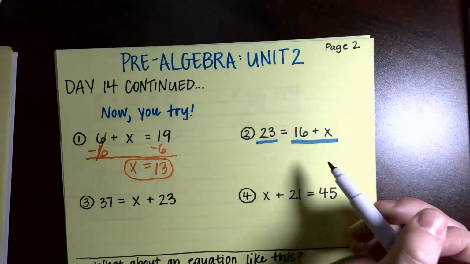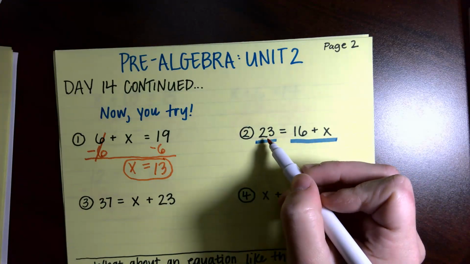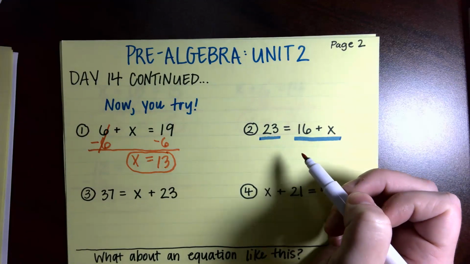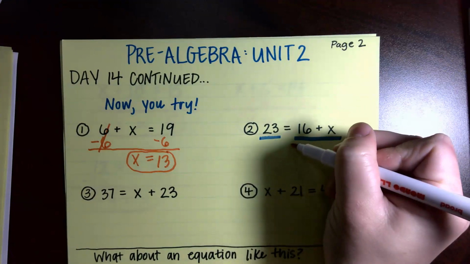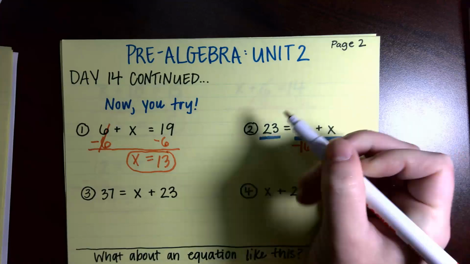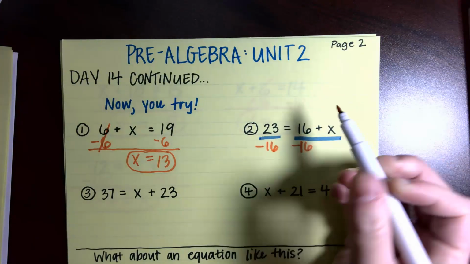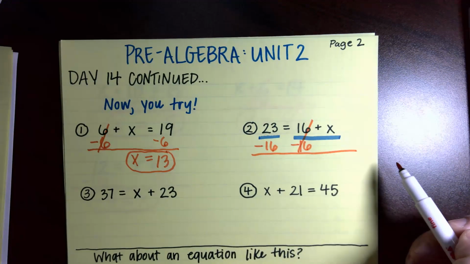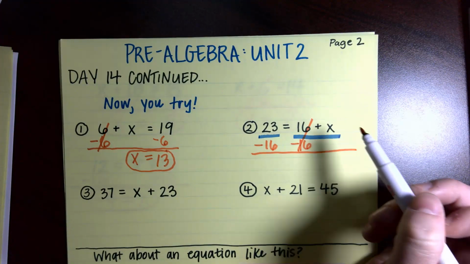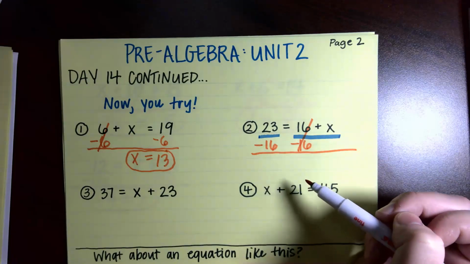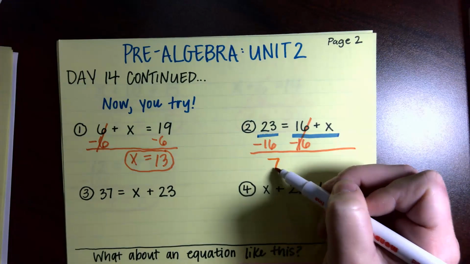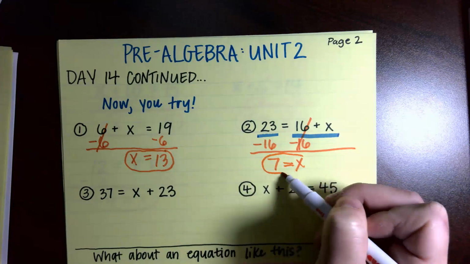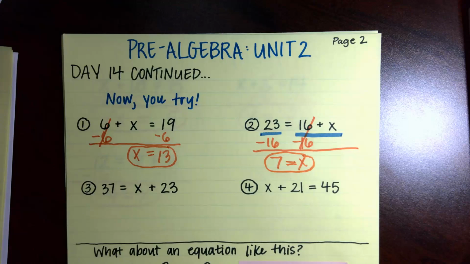Awesome. Let's look at number 2. Okay, we have 23 is equal to 16 plus x. What are we going to do here? Subtract the 16. Yeah, let's subtract the 16 from both sides. Whatever you do to one side, you got to do to the other. 16s are going to cancel. Now what do I do? Yeah, what's 23 minus 16? 7. And we know that our answer is 7 equals x. So we circle that. Good.